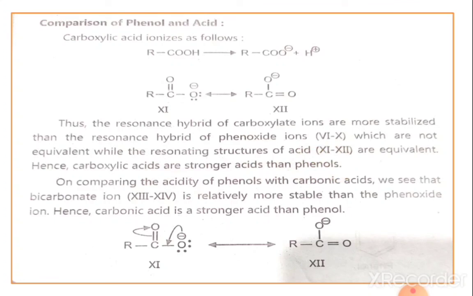Next, on comparing the acidity of phenol with carbonic acid, we see that the bicarbonate ions are relatively more stable than the phenoxide ion. Hence carboxylic acid is a stronger acid than phenol. In this way we compare phenols and acids.